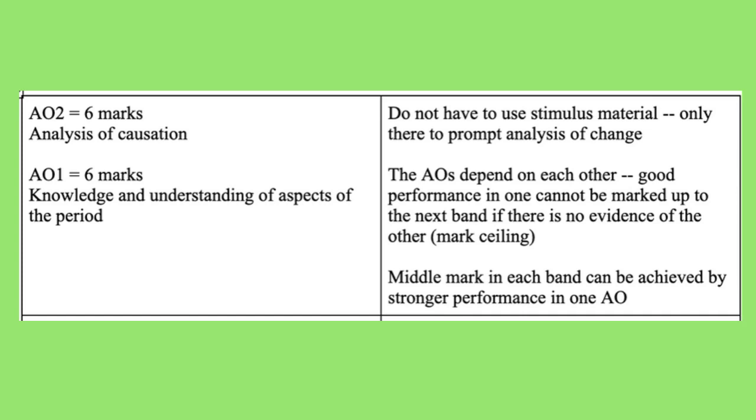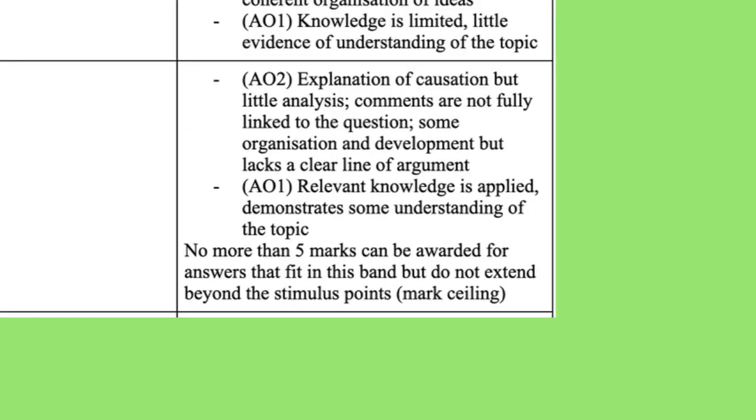That brings us on to AO1, which is also worth 6 marks, and that is for you bringing in your knowledge and understanding of the period. When you're bringing in these factors, you need to show the examiner that you know the topic really well to explain this causation. Here are the bottom 2 bands for this question.